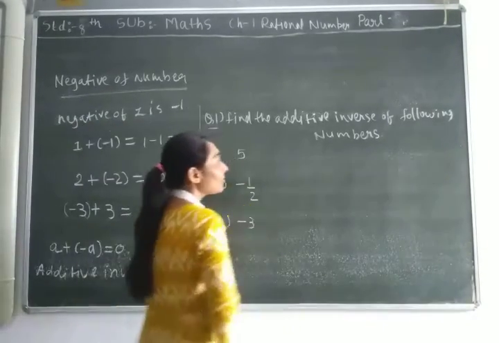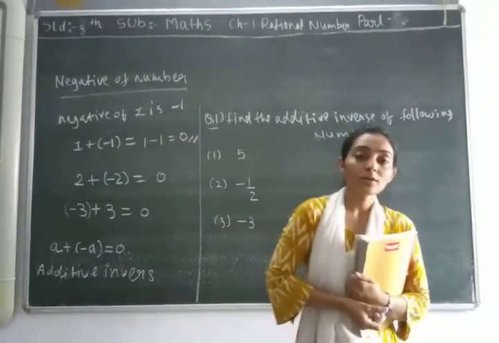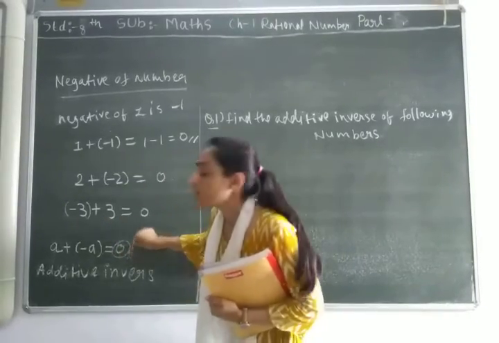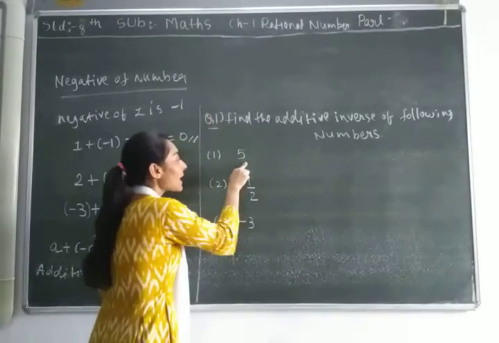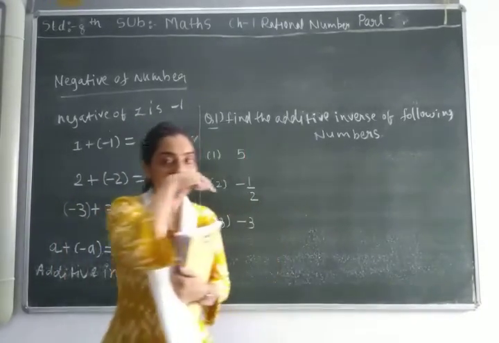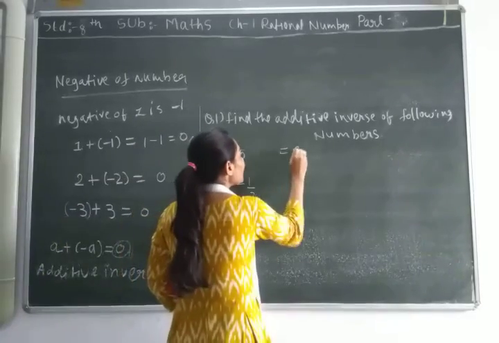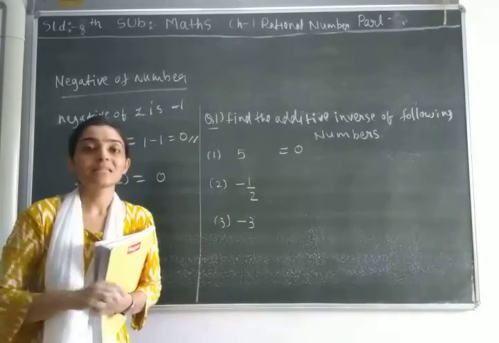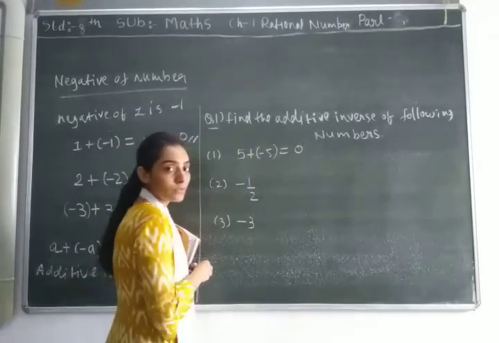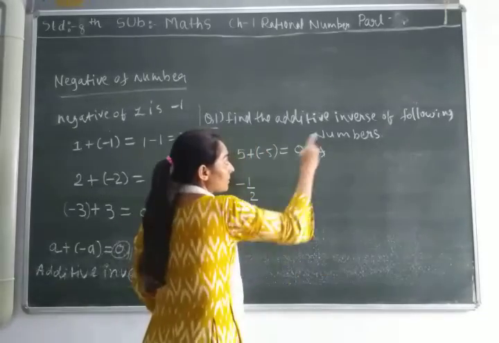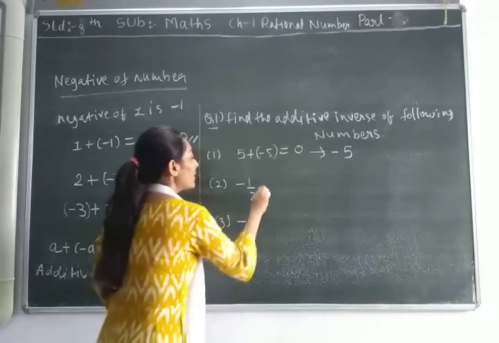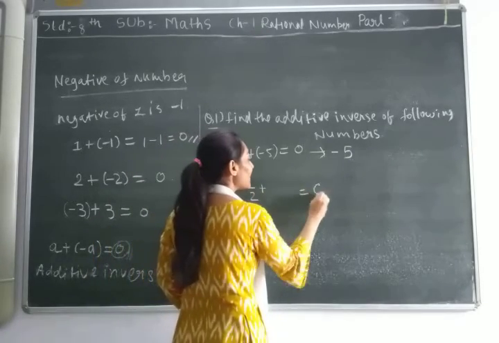See, additive inverse means when you add those numbers, the resultant value should be equal to 0. So which number am I going to add with this 5 so that the result equals 0? Obviously it's -5. If I add -5, I am getting 0. So the additive inverse is -5. What value am I going to add over here so that I can get 0?